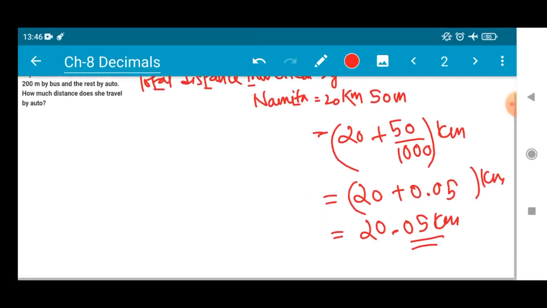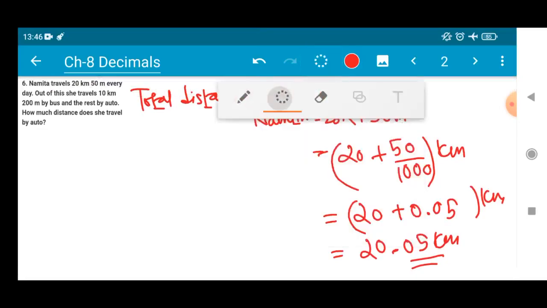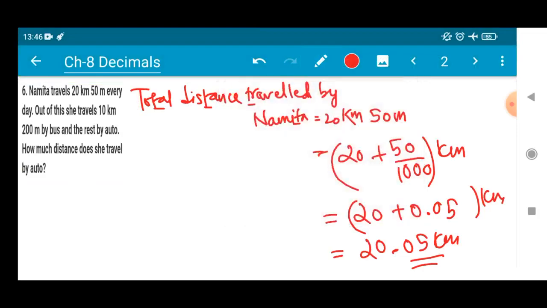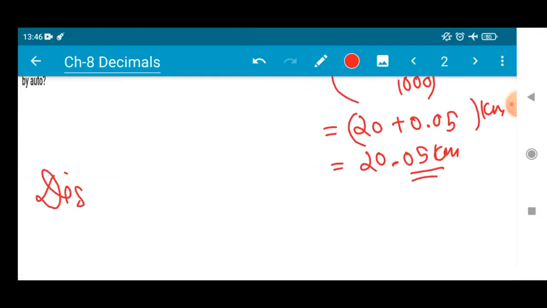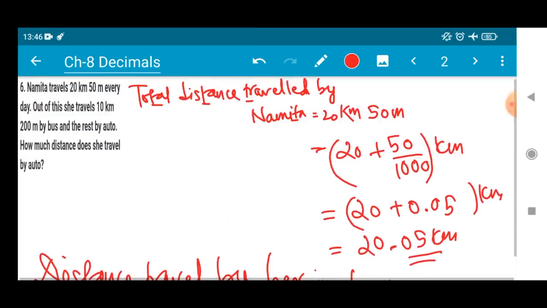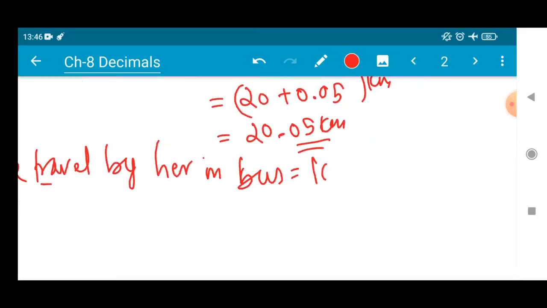Now out of this, she is traveling how much? 10 kilometer 200 meter by bus. So let us write distance traveled by her in bus is equal to how much? She is traveling 10 kilometer 200 meter.